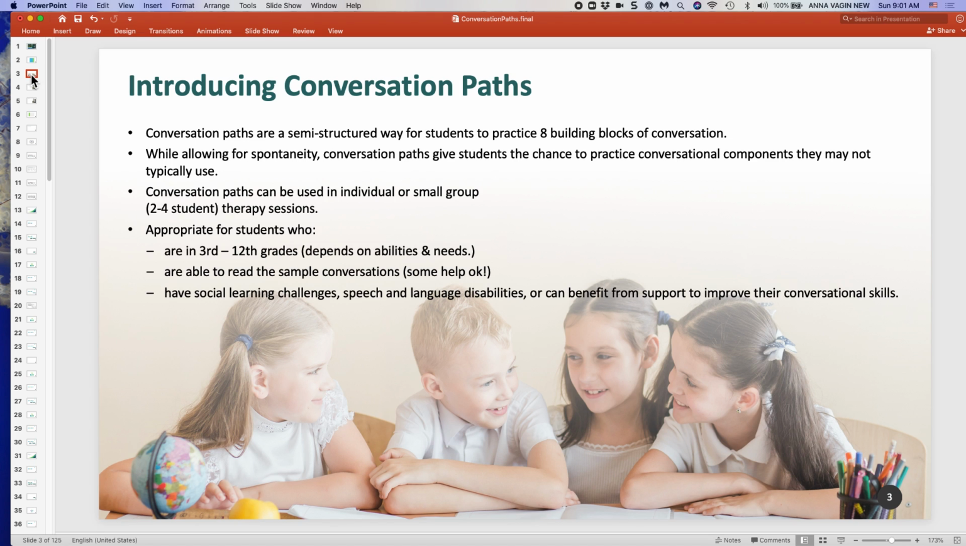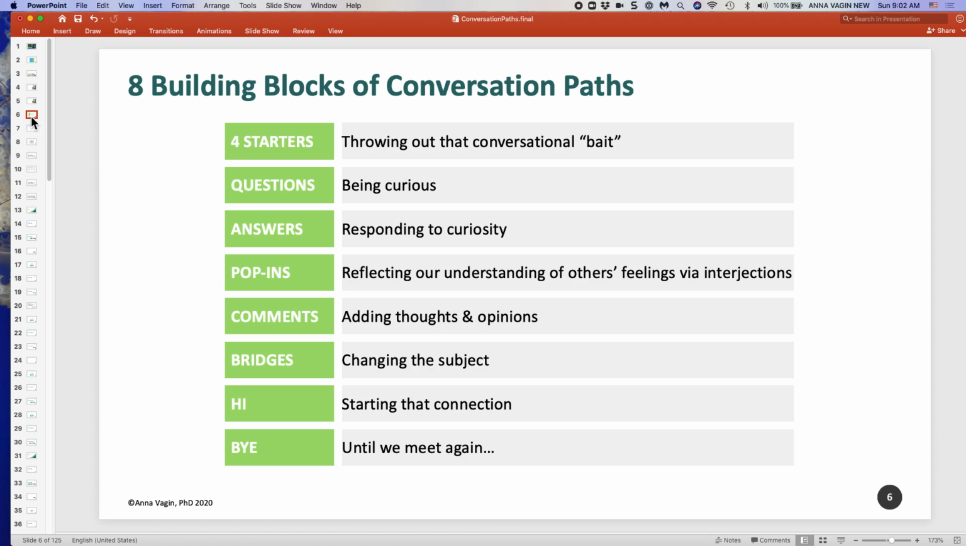Conversation Paths are appropriate for students who have social learning challenges. They might have speech and language delay, or they may just need a little bit more support to improve their conversational skills. They're generally in the range of 3rd through 12th grade, and it's helpful for them to be able to read the sample conversations, although a little bit of help is okay.